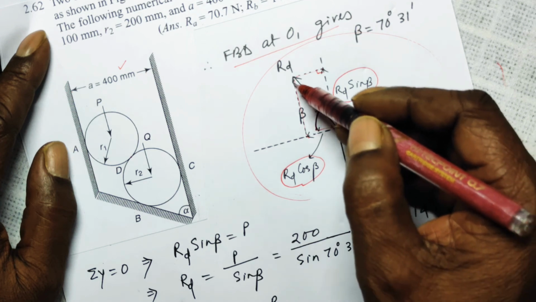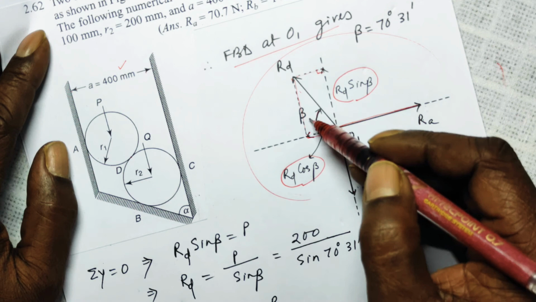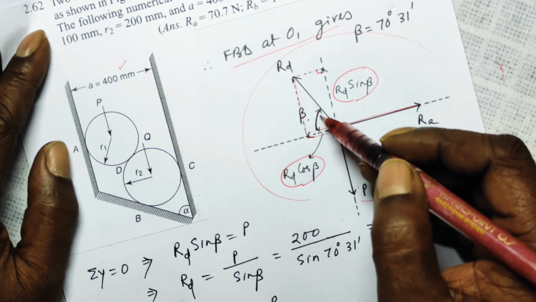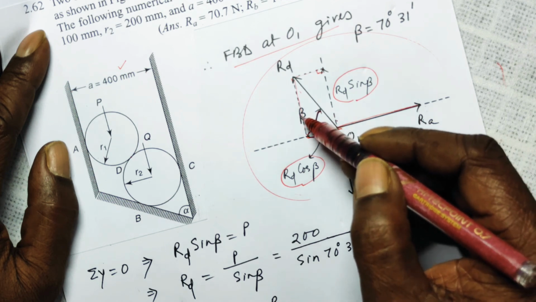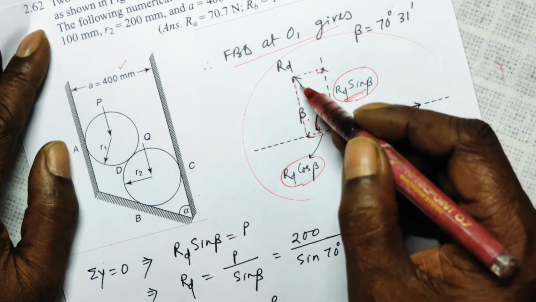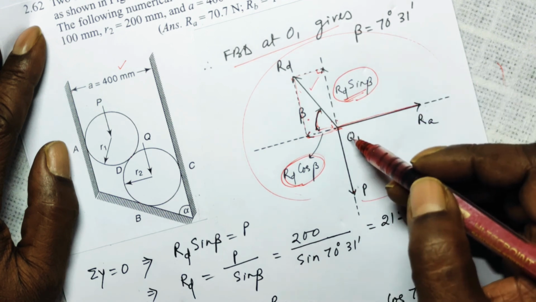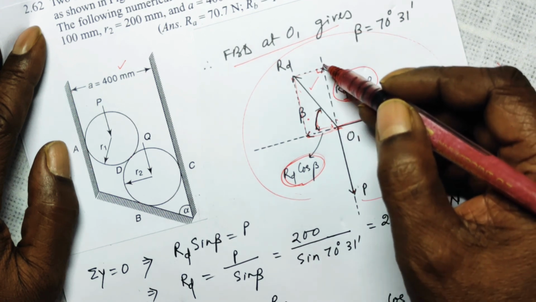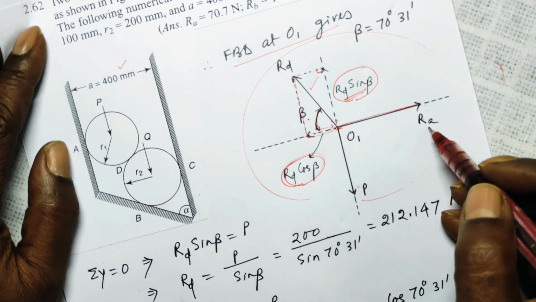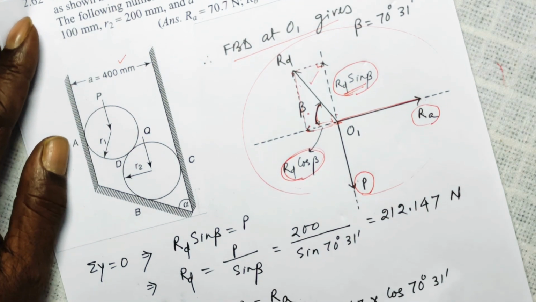In this triangle, if you take cos beta and cross multiply, you will get this one. If you take sine beta and cross multiply, you will get this one. Meaning the side facing the angle will always be in sine, and the side adjacent to the angle, other than the hypotenuse, will be in cos. So we have resolved this RD into two rectangular components, one along the positive y-axis and the other along the negative x-axis. And this is already along the x-axis and this is already along the negative y-axis.